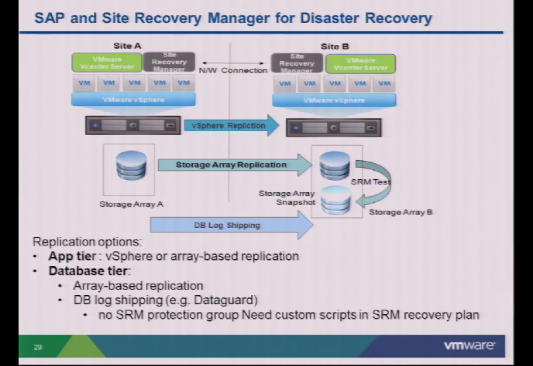And at the database layer, there are two options that we have. One is the traditional option, storage array replication. But storage array replication can be very expensive because the storage array vendor charges a lot. So there are also traditional options where you have log shipping, like DataGuard, or you can combine log shipping and vSphere Replication to actually have an SRM-based DR solution.